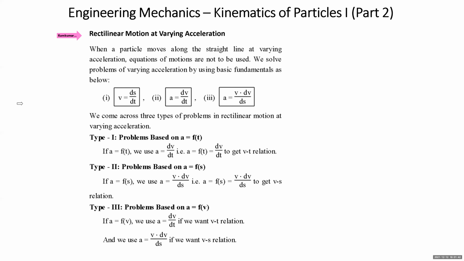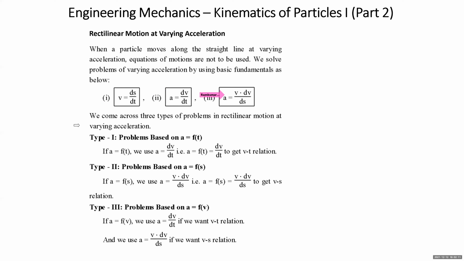Now we will use three relations here. One, we know that velocity is ds by dt. I mean, rate of change of displacement with time is velocity, ds by dt. We also know that rate of change of velocity with time is called acceleration. We also know that acceleration is v dv by ds. This relationship is arrived at by multiplying and dividing the relation by ds. So then we get the third relation.